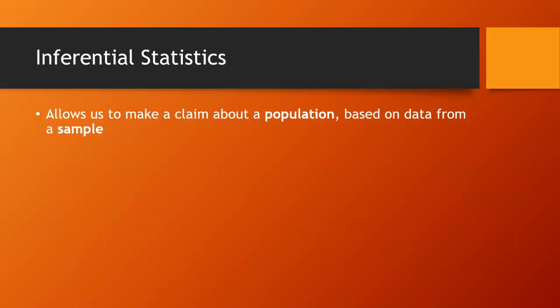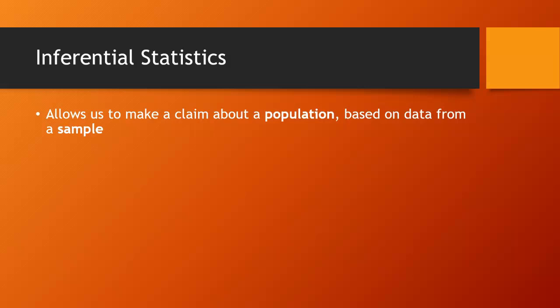Now, inferential statistics, that's where stats can get fun. It allows us to make a claim about a population based on data from a sample. So a population is going to be the full group. So we can think of it as the population of the college. A sample would be if I just went around and asked questions from a group of students that I see walking around campus.